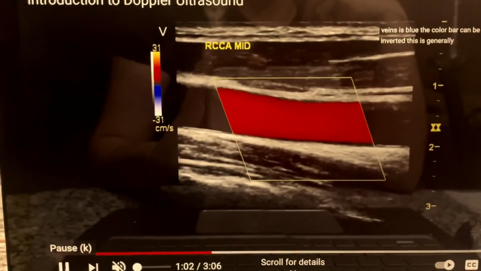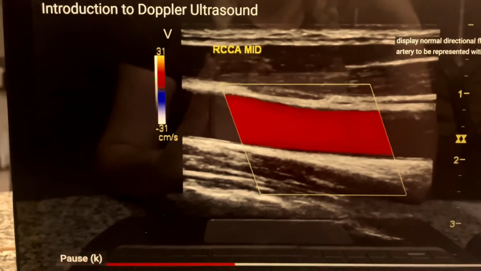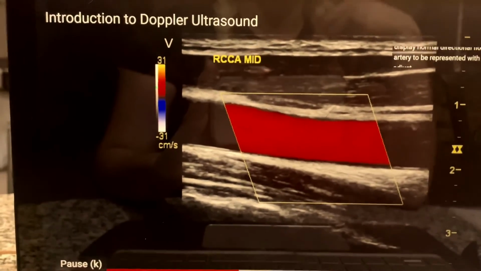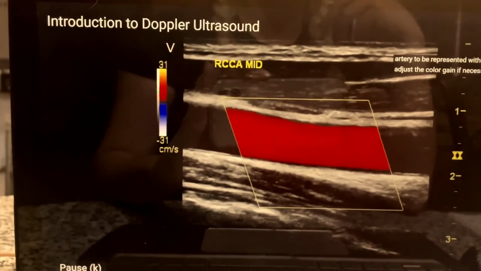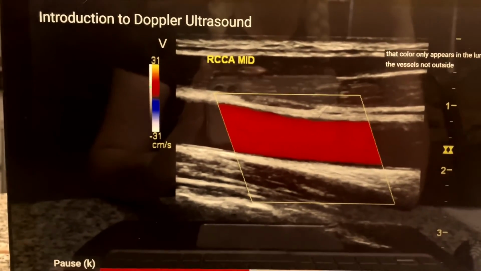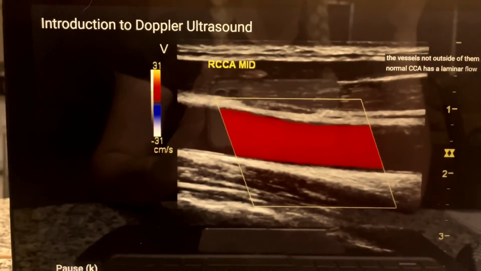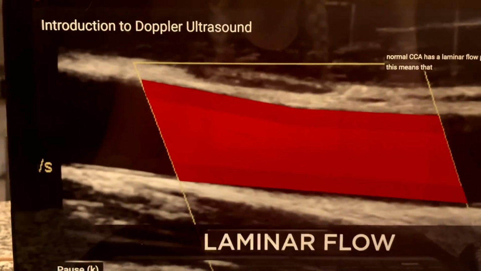The color bar can be inverted. This is generally done to display normal transactional flow in the artery, or to represent the red color. Adjust the color gain as necessary so the color only appears in the lumen of the vessel, not outside of it. The normal CCA has a laminar flow pattern.